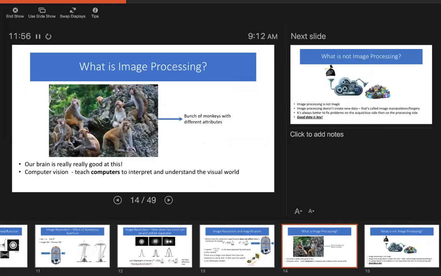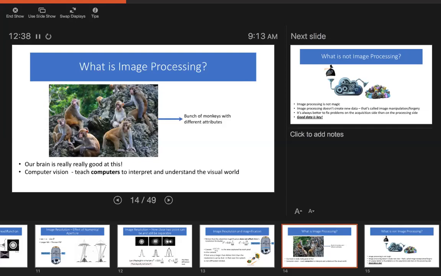And the next thing is what exactly is image processing, right? So this is an image processing workshop. We're going to learn a little bit about how to do image processing, but what exactly is it? Image processing for us is a very simple task, right? We see this picture, and it's very easy for us to say, this is a bunch of monkeys. They're sitting on a rock. There is some stuff in the background. They have different sizes, different weights probably. One is browner than the other, and so on and so forth. Computer vision is the attempt to teach computers how to do what I just did very easily with almost no effort, and any person can do with very little effort, right?